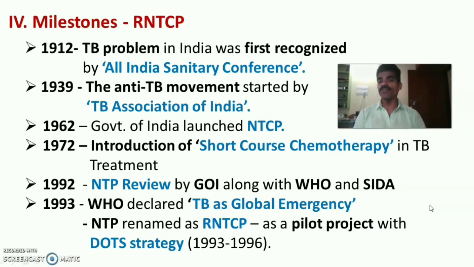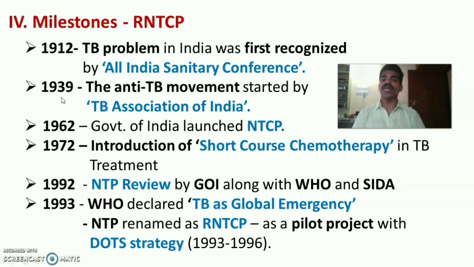So next are the milestones of RNTCP. The history of RNTCP or the TB Control Program in India can be summarized into milestones. In 1912, the TB problem of India was first recognized by the All India Sanitary Conference held at Madras. Then the anti-TB movement started in India by the TB Association of India from 1939 onwards.